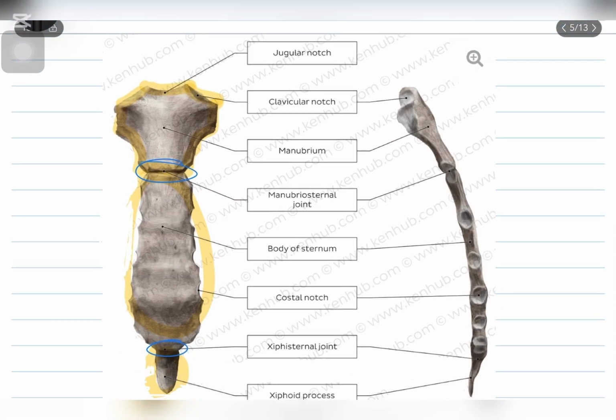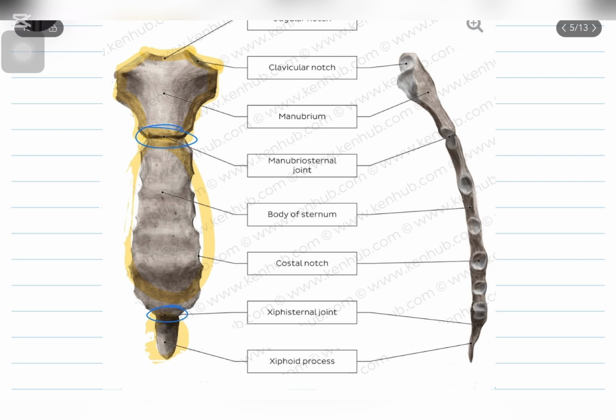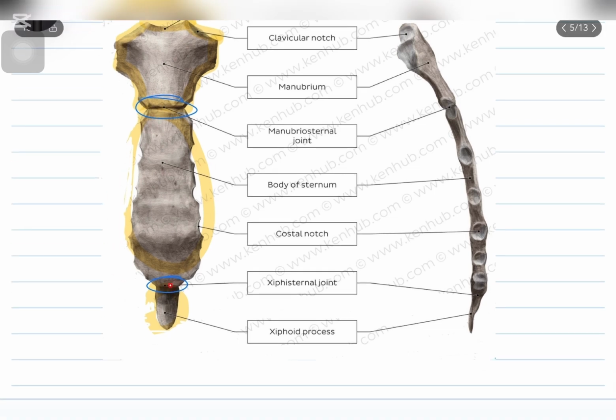So, in the diagram, you can see this is the sternum, in which this is the jugular notch, this is the clavicular notch, this is the sternal angle, or we can also say the manubriosternal joint. This part is known as the manubrium, and this is the body of the sternum, as well as this is the xiphoid process forming a joint with the sternum's body known as the xiphisternal joint.